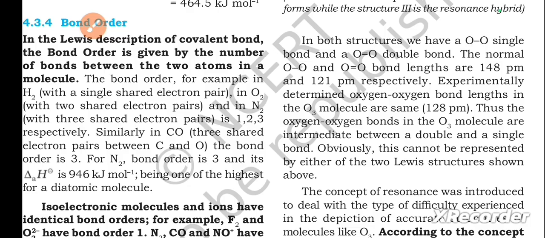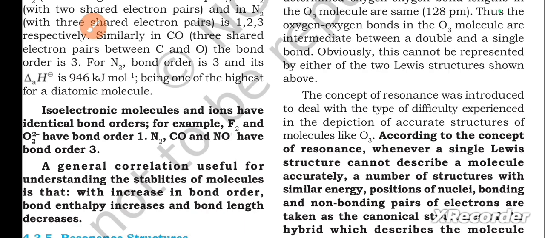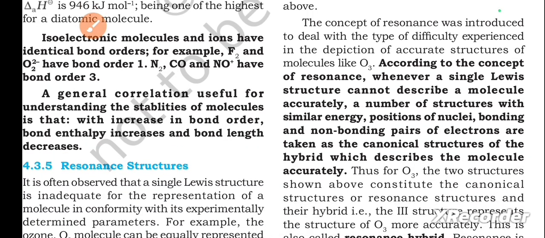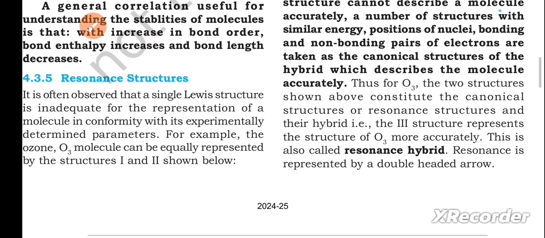Thus, the oxygen to oxygen bonds in the O3 molecule are intermediate between a double and a single bond. Obviously, this cannot be represented by either of the two Lewis structures shown above. The concept of resonance was introduced to deal with the type of difficulty experienced in the depiction of accurate structures of molecules like O3. According to the concept of resonance, whenever a single Lewis structure cannot describe a molecule accurately, a number of structures with similar energy, positions of nuclei, bonding and non-bonding pairs of electrons are taken as the canonical structures of a hybrid which describes the molecule accurately.